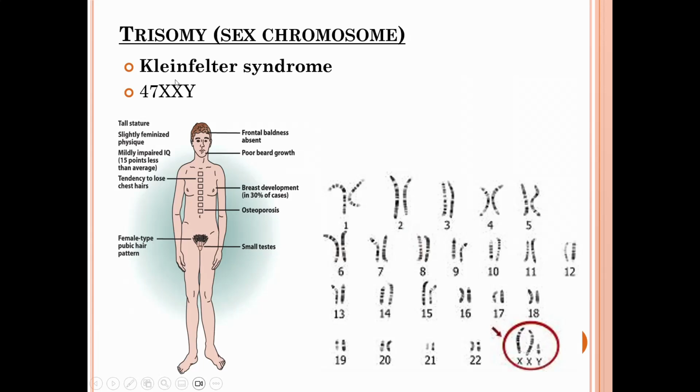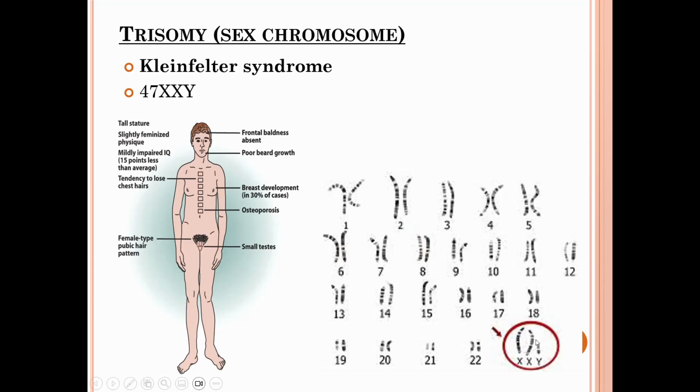Then there is Klinefelter syndrome. You can see there is an additional X chromosome, so it is known as 47 XXY. So we can say it is a male with an additional X chromosome.